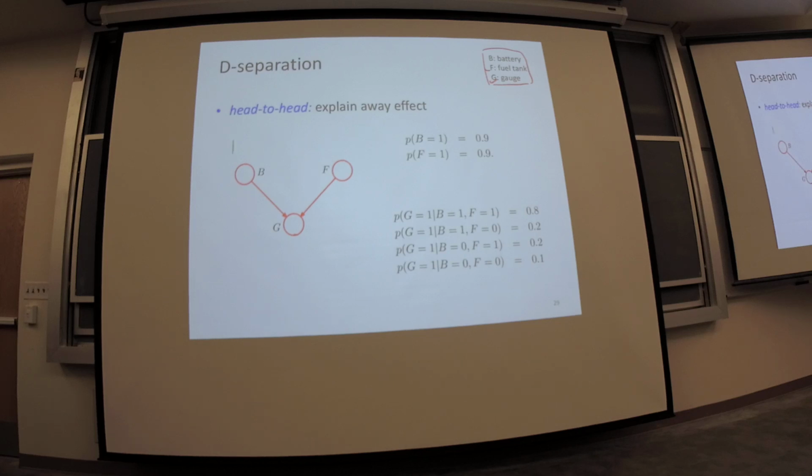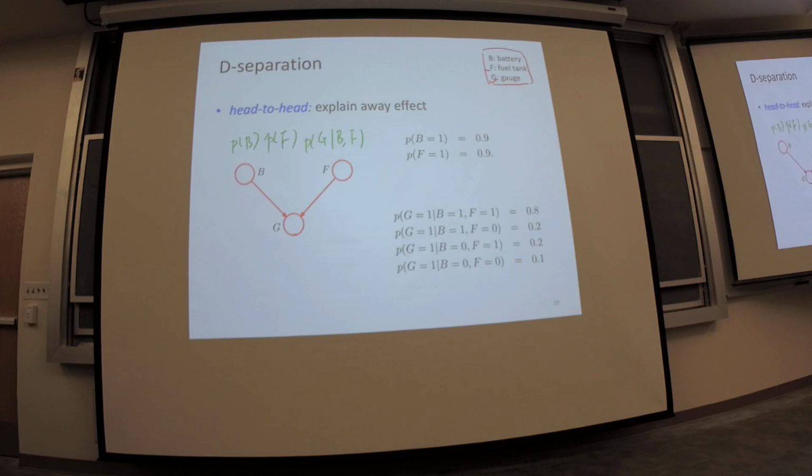So the joint probability will be the probability of the battery status, times the probability of the fuel tank status, times the reading of the gauge given the battery status and the actual fuel tank status. And here is the parameterization.